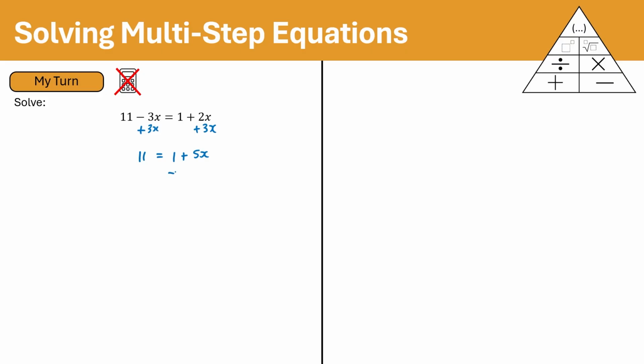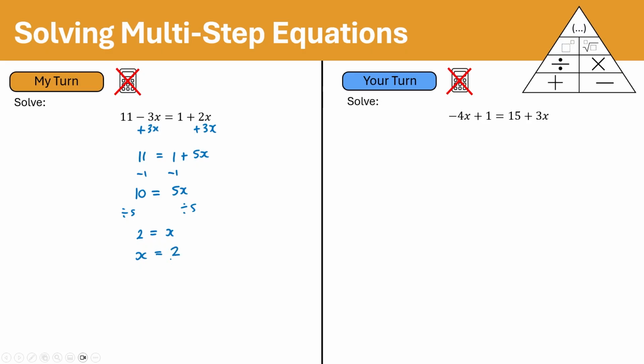I then subtract 1 from both sides. That gives me 10 is equal to 5x. And then I divide through by 5. And that gives me 2 is equal to x, or x is equal to 2, same thing. Pause the video and give this one a go. Let's go through this one.